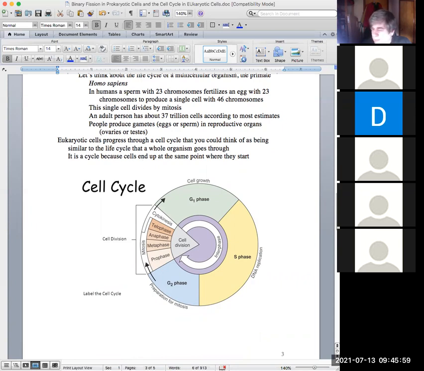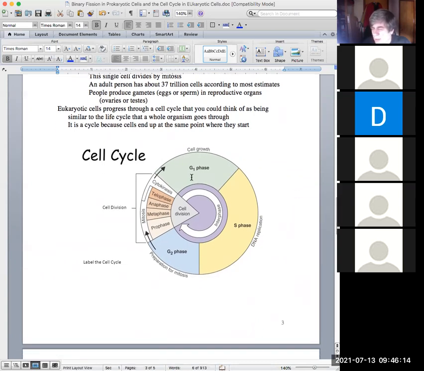So reproducing in a eukaryotic cell is more complicated, partly because there's so much genetic information. There are so many chromosomes. The cell has to be very careful to keep the chromosomes from getting too tangled up. So eukaryotic cells go through something called the cell cycle, except for a few of them that actually divide by binary fission.